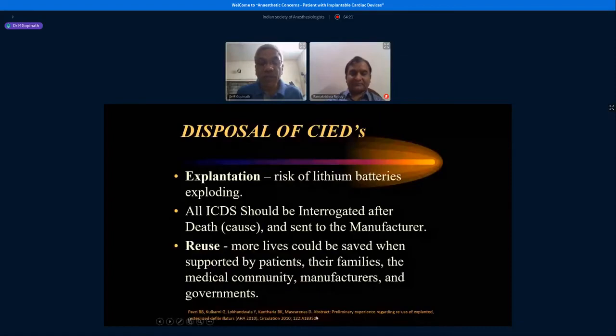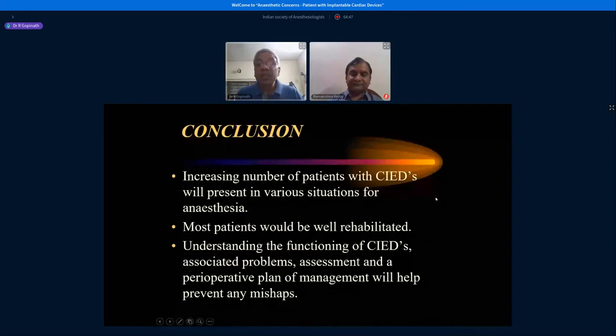There was an article in circulation about 10 years ago. These devices were explanted, sent back to the manufacturer for a complete overhaul of the function, sterilized and brought back. But there would always be questions about proper sterilization or reuse of equipment like this after death. To conclude, we will see a lot of patients with these devices coming for anesthesia in various situations.